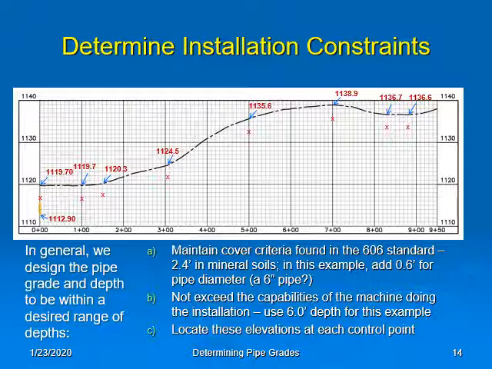Okay, next we want to look at our maximum depth, which we're using 6 feet for this example, and I'm going to use blue X's for these. And we'll draw these in, starting at 0+00. So now we have a minimum and maximum depth. We can place this tile to meet our depth constraints, and we'll have to see how that works out in this situation.